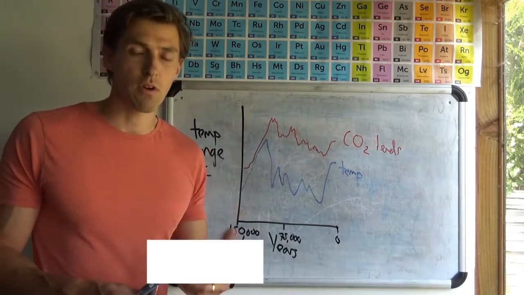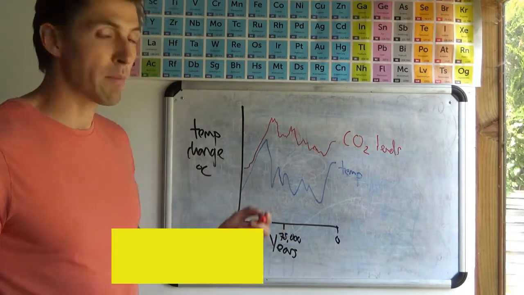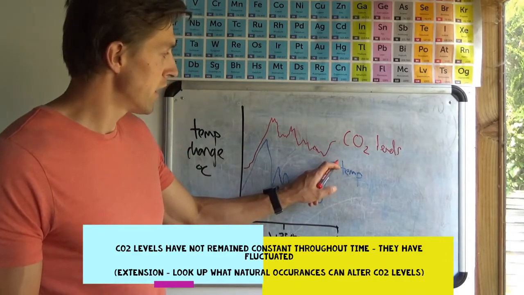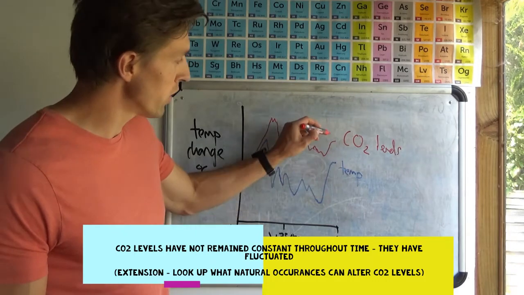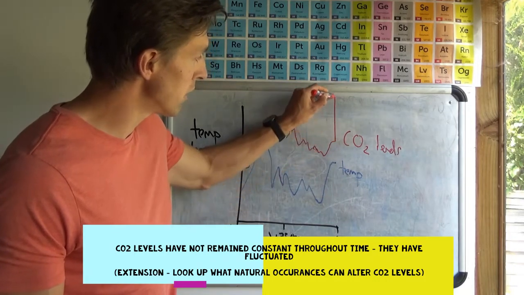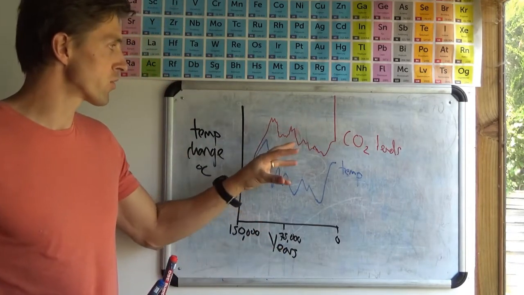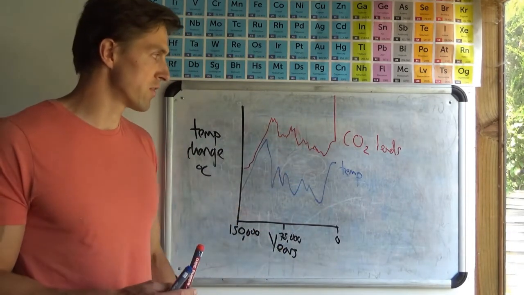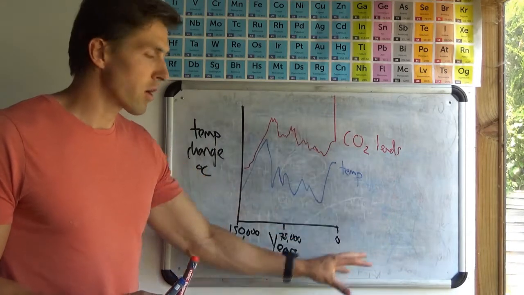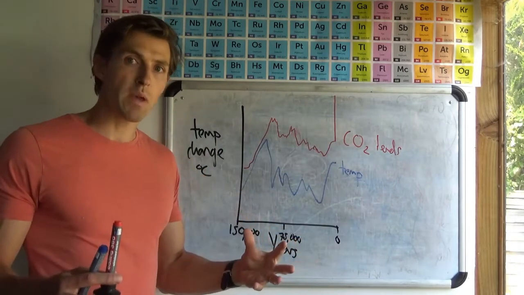Now, I haven't finished that graph because what I actually want to show has happened recently. You can see the temperature has gone up and then kind of leveled out. But what actually happened at the moment is that the CO2 levels absolutely spiked to the highest levels that they've been in the last 150,000 years. So that is looking at a very broad time period.